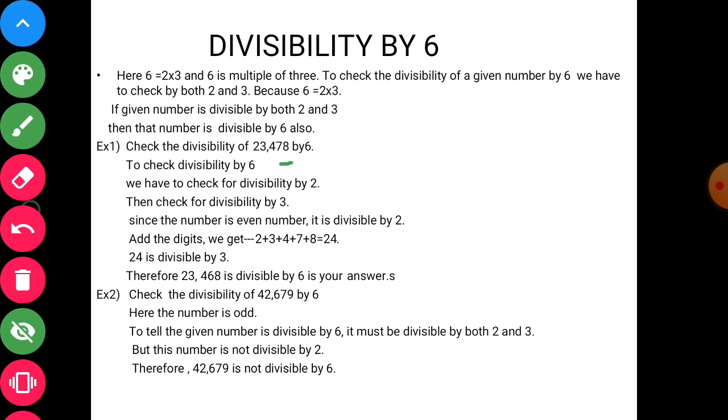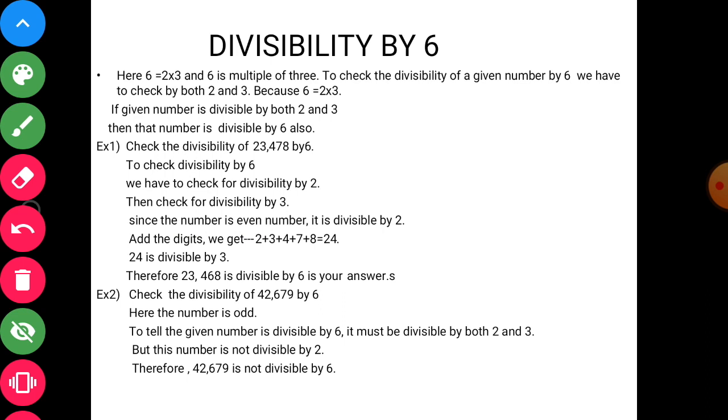So in the units place an even number is there, so this is divisible by 2. We have to check for divisibility by 2, then check for divisibility by 3. Since the units place has an even number, the whole number is even, it is divisible by 2.